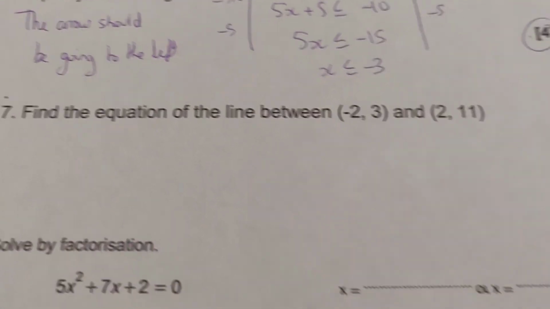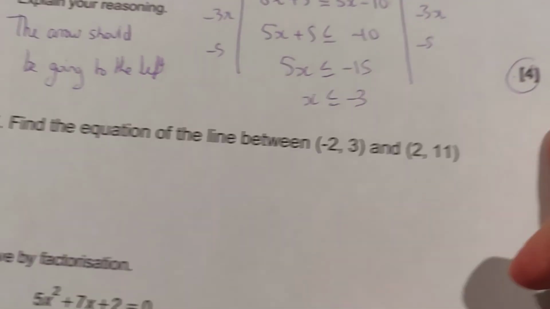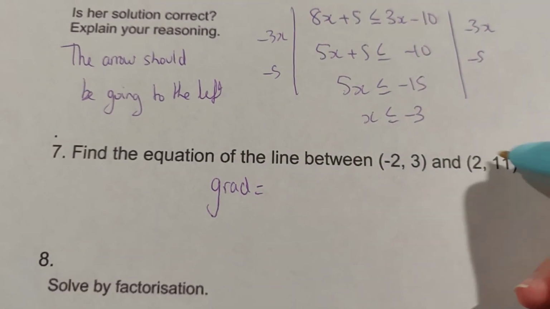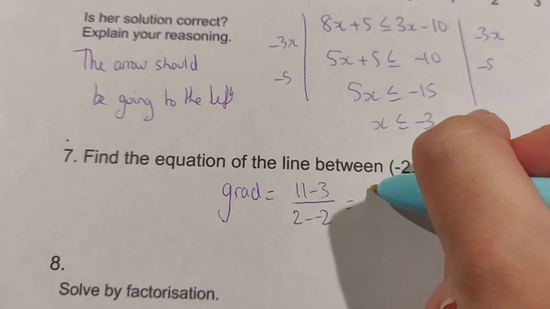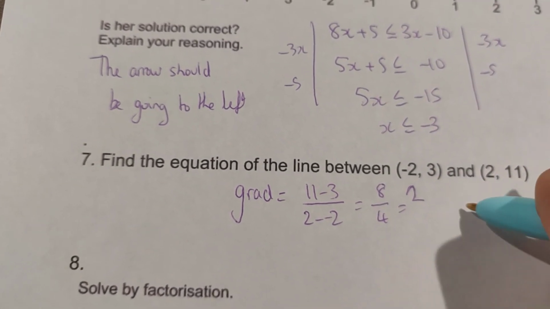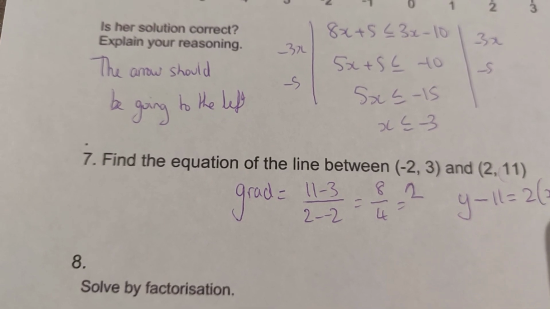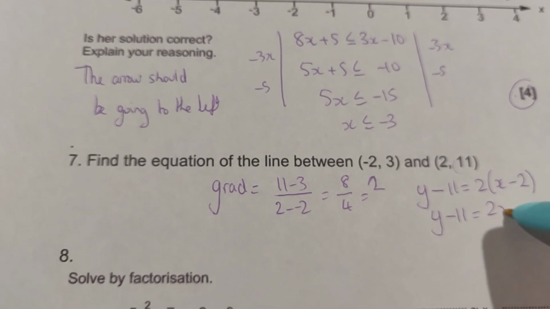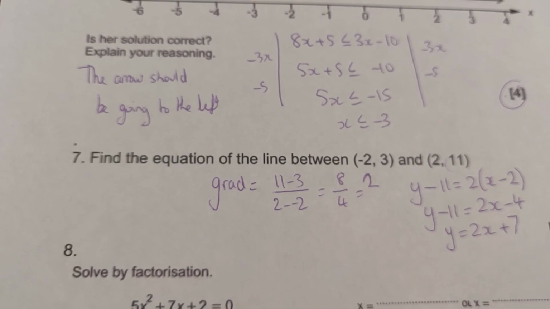Right, the next one is finding the equation of the line between those 2 points. So if we work out the gradient, that's going to be 11 minus 3 over 2 minus minus 2. So that is 8 over 4, which is 2, because 8 divided by 4 is 2. So it's going to be y minus y1, which is 11, equals 2 times x minus 2, because x1 is 2. So y minus 11 equals 2x minus 4, and add the 11, you should get 2x plus 7.